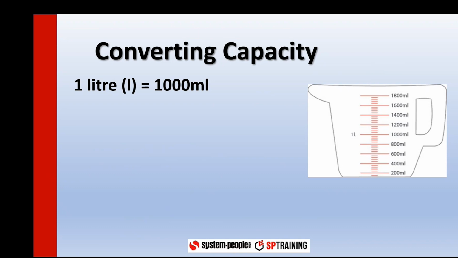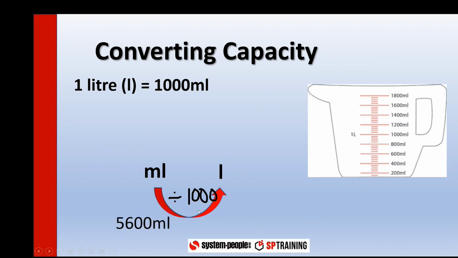Again, the word milli, thousand, we've got 1,000 milliliters equaling 1 liter. We can see that on the measuring jug here as well. So if we're changing milliliters into liters, we're going to divide by 1,000. So 5,600 milliliters would become 5.6 liters.